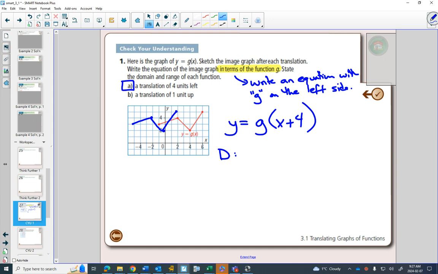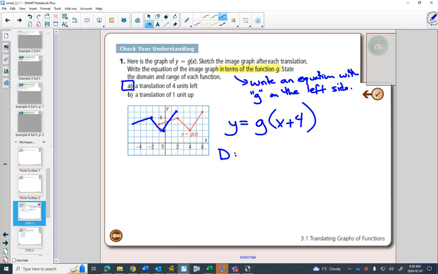And then, read the question again. We've done the second thing. Finally, it says state the domain and range of each function. So the domain is your x values. 2 ways that you could write your domain, just practicing both ways. When you're asked to write a domain, you get to choose which way or which form you want to write.